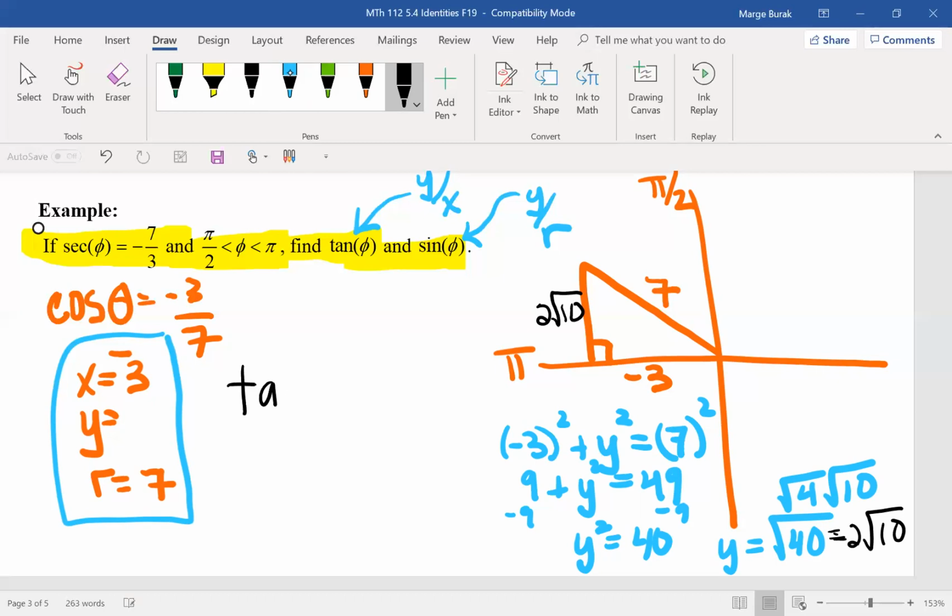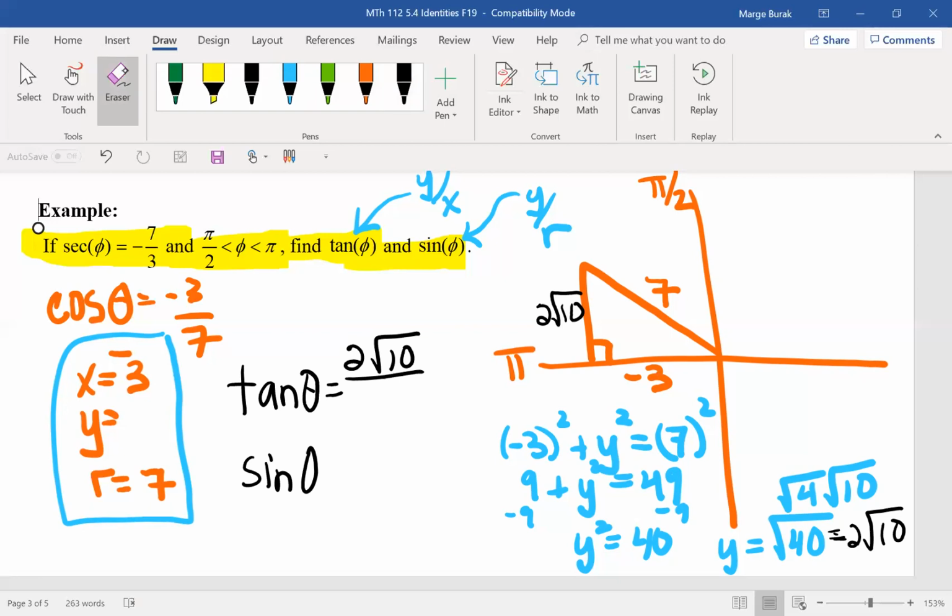Okay, so the tangent is going to be y over r. So that's 2 times the square root of 10 over 7. And they want the sine. Sorry, I did that backwards. So sorry. Let's get this right, because the tangent is y over x. Hopefully you were going in your head, I just got this figured out. Sorry about that if I confused you. All right, so this is y over x. So we want a negative 3. And the final answer, we'll put that negative up. So I'm going to put it equals negative 2 radical 10 over 3.